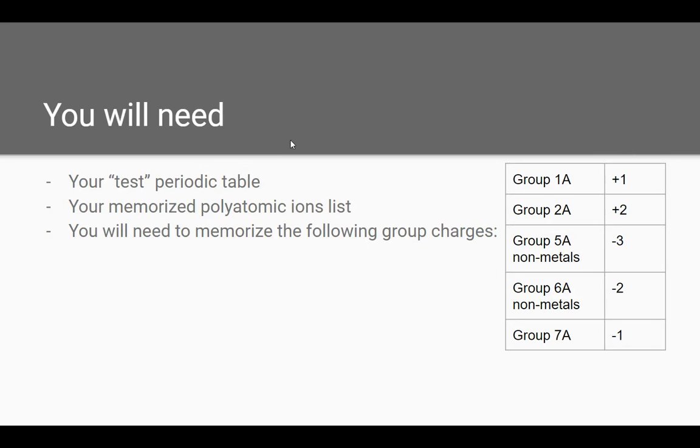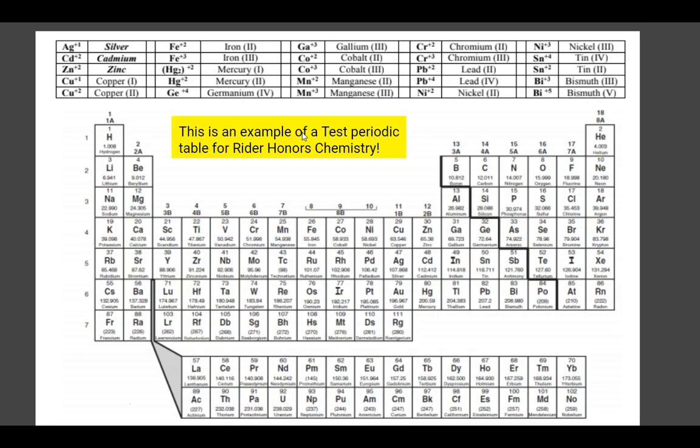You're going to need to have memorized your polyatomic ion list, or at least have it handy to look at. And you'll need to make sure that you have committed to memory the following group charges: Group 1A +1, Group 2A +2, Group 5A nonmetals -3, Group 6A nonmetals -2, and Group 7A nonmetals -1.